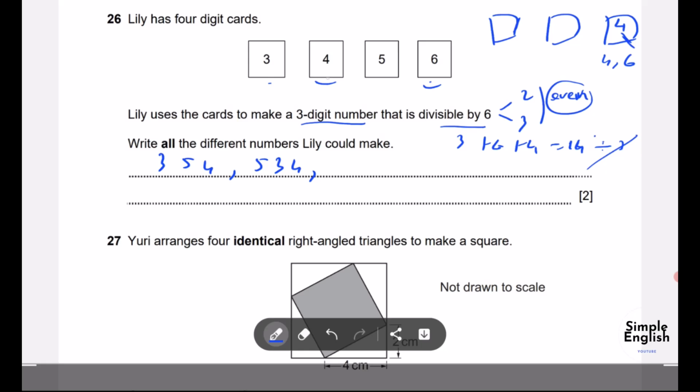Okay, let's check 5 and 6. We have 5 plus 6 plus 4 is 15, right? 15 is divisible by 3, right? It's divisible by 3, so it's correct, right? So it means 5, 6, 4, or 6, 5, 4, right? 6, 5, 4.